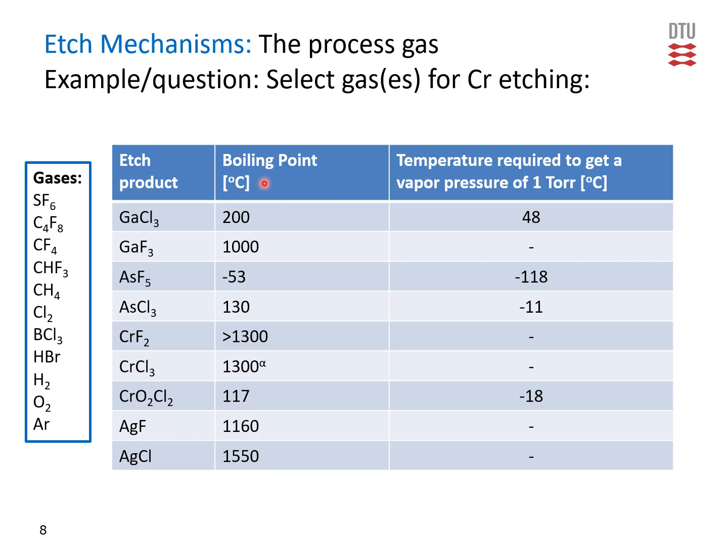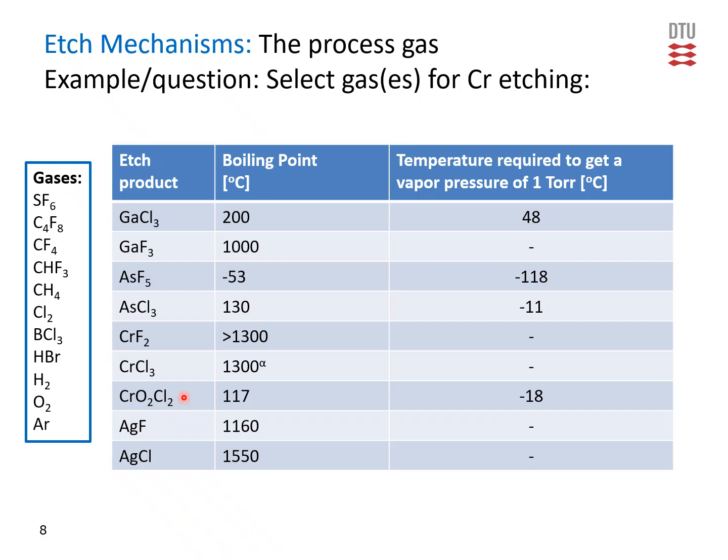So what should you do first? Well, you should take a look at the etch products that are containing chromium. So that's these three here. And then you have to figure out if any of these will be volatile at the processing pressure. Well, if you take from the top here, we see that chromium fluorine has a high boiling point, so this will not be volatile. If we look at chromium chlorine, then we see it also has a high boiling point, so that will also not be volatile.